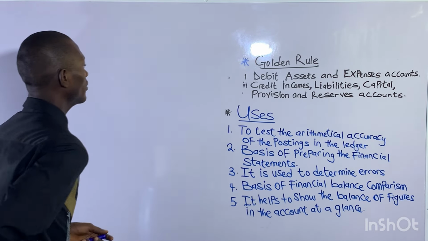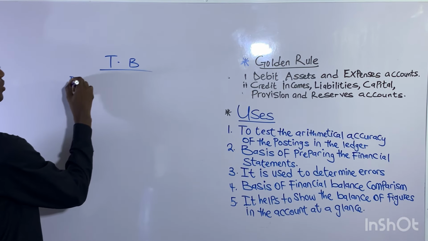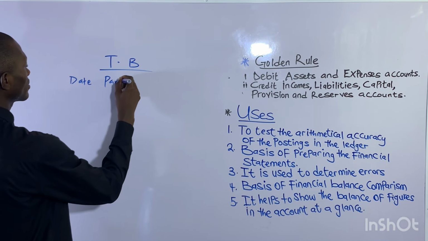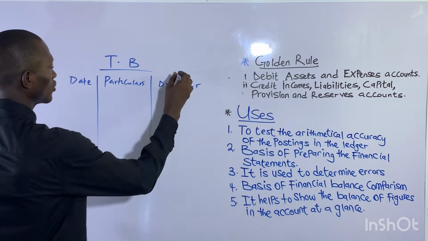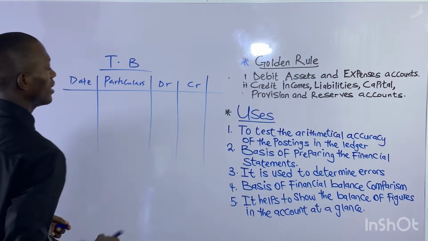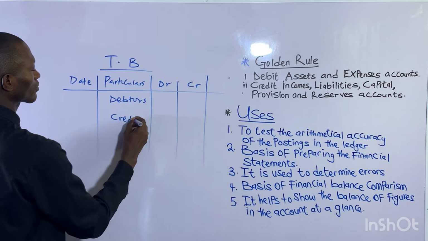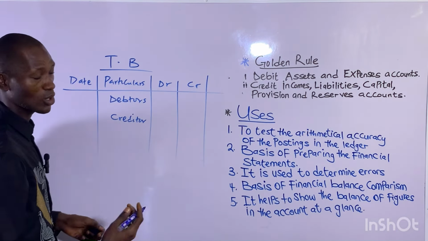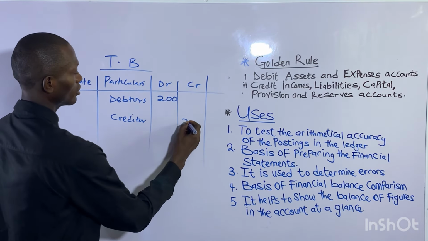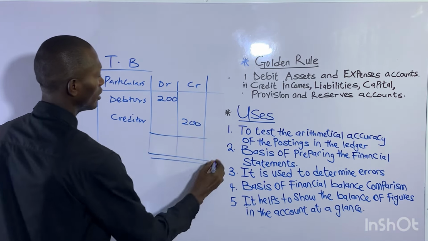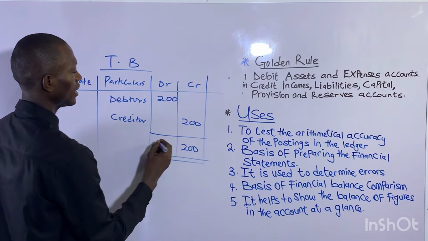Now, let's say this is a typical trial balance. You have dates, you have particulars, then you have debits, and you have credits. Let's say this is the trial balance of a business organization, and let's say you have debtors here and you have creditors. Debtor is an asset, basically a current asset. Let's say debtors is 200, and creditors is also 200. So in this regard, the debit side and the credit side totals are the same. So here the total is 200 and the total here is 200.